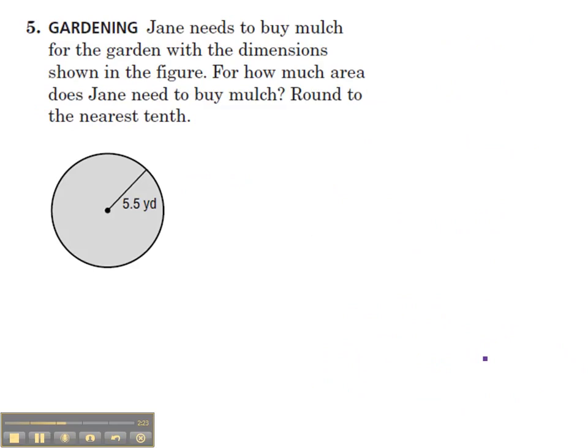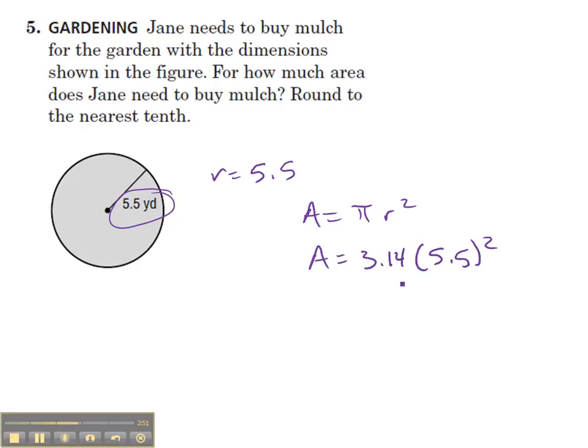Next problem I'm going to do is number 5. It says Jane needs to buy mulch for a garden with the dimensions shown in the figure. How much area does Jane need to buy mulch? Again, round to the nearest tenth. So this time they've given us the radius. Radius equals 5.5. So area equals pi r squared. Area equals 3.14 times 5.5 squared.